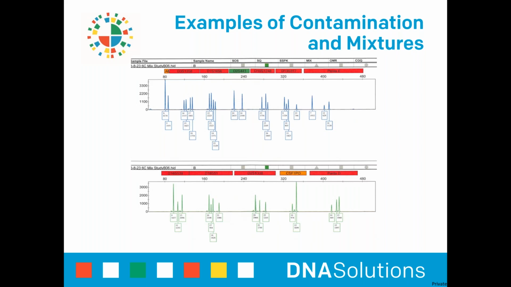This example shows a 2-person mixture. A single source profile would have 1 or 2 peaks present for each marker. Many of the markers on this profile have more than 2 peaks. For example, you can see here at the end of the first channel, the marker Penta-E has 3 peaks, and the marker D18S51 on the second channel has 4 peaks. Having more than 2 peaks is an indication that there is more than 1 person present in this profile.